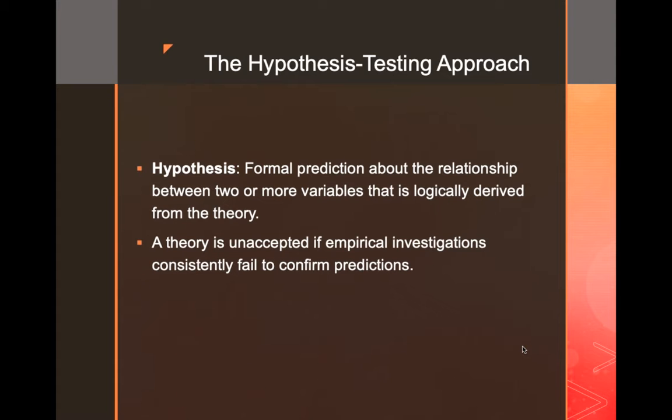This brings us to hypothesis. So theory is the first step. You come up with an idea, and then the hypothesis, the prediction about that relationship, right? So my prediction would be that extroverted people are more friendly than introverted people. And that's just an example to make it simple for you to understand. And that's a prediction. A theory is unacceptable if empirical investigations consistently fail to confirm predictions.